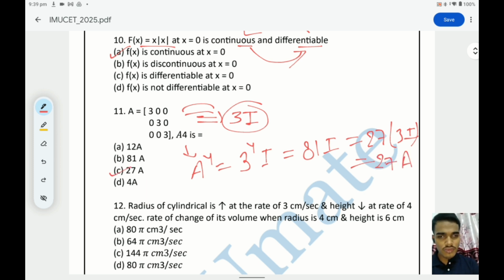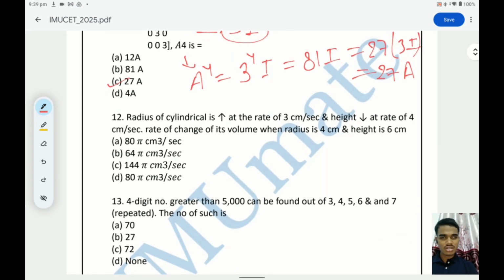Let's go for question number 12. This is just about increasing and decreasing rates. Here we can see that the radius of the circle is increasing at the rate of 3 centimeter, so dr by dt is plus 3. And for the decrease in the height, dh by dt is minus 4.